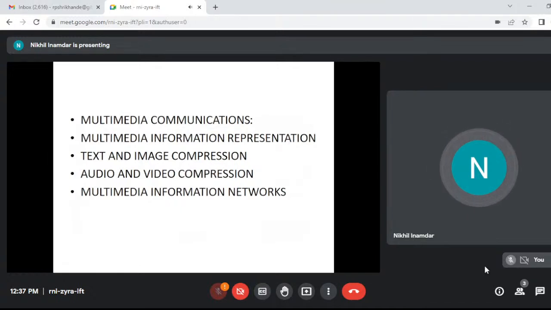We have H.261, H.264. So different standards are there on which we compress the information and put it on the network. For one example, which you have come across in your day-to-day life, you use WhatsApp nowadays, right?